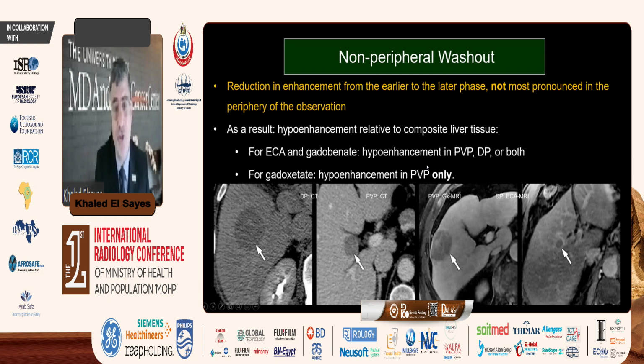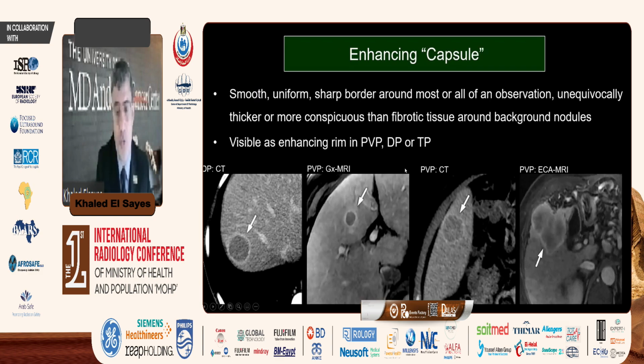The second major feature is non-peripheral washout. And again, the definition is very important. It's reduction in enhancement from earlier to later phase, not most pronounced at the periphery of the observation. Exactly like what we see here. You need to see it in what? In portal venous phase or delayed phase, right? Or both of them, in order to define it.